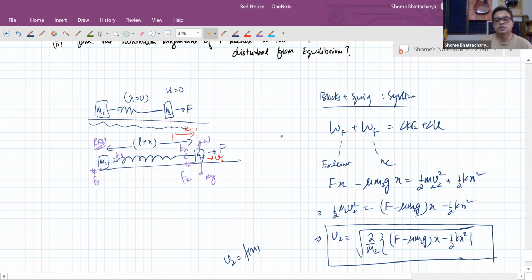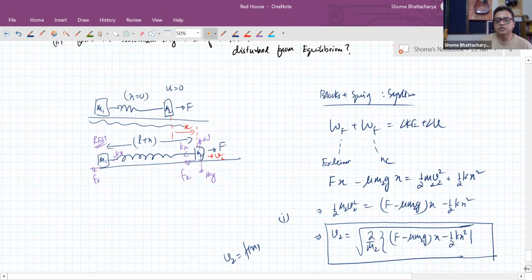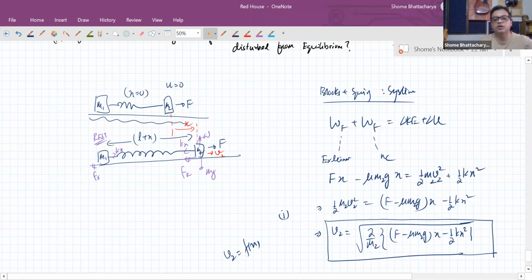Okay. Now I want you to find the condition on F. What is the minimum value of F so that the block m1 gets disturbed?